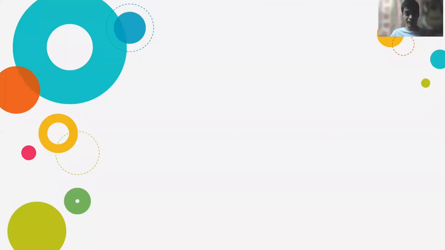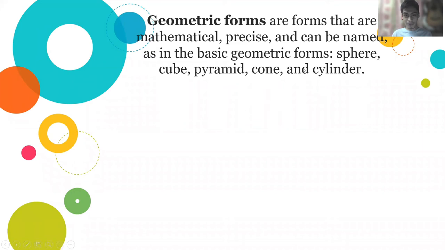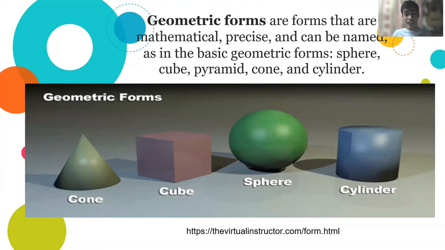So i-define muna natin kung ano nga ba yung geometric shape. Geometric forms that are mathematically precise can be named as in basic geometric forms: sphere, cube, pyramid, cone, and cylinder. Ayan. Yan yung mga examples ng form.